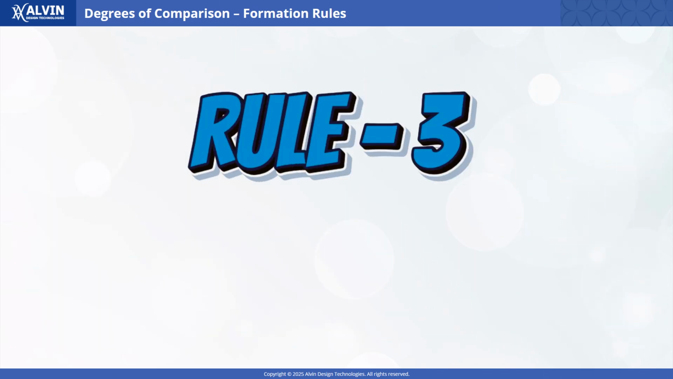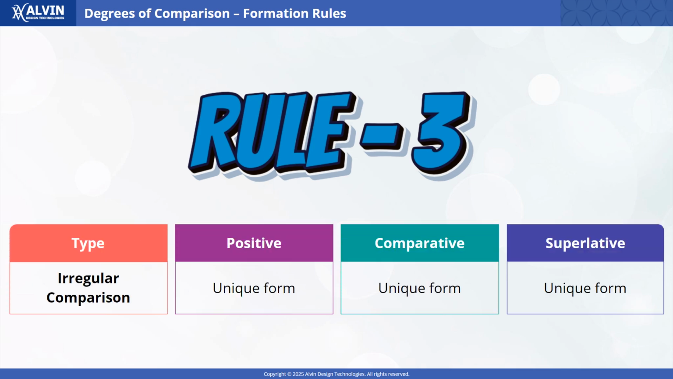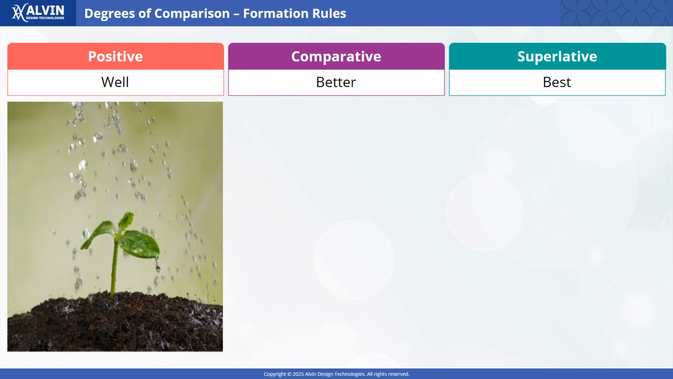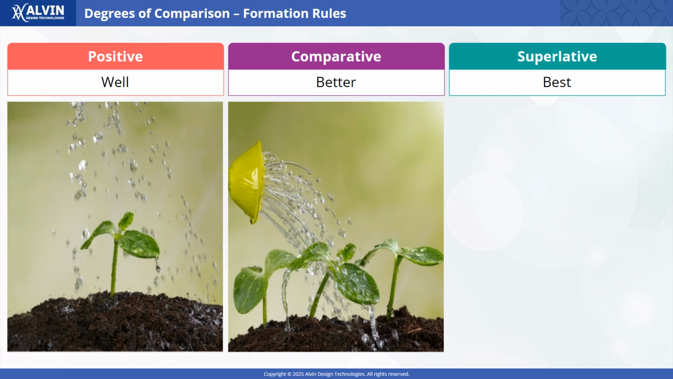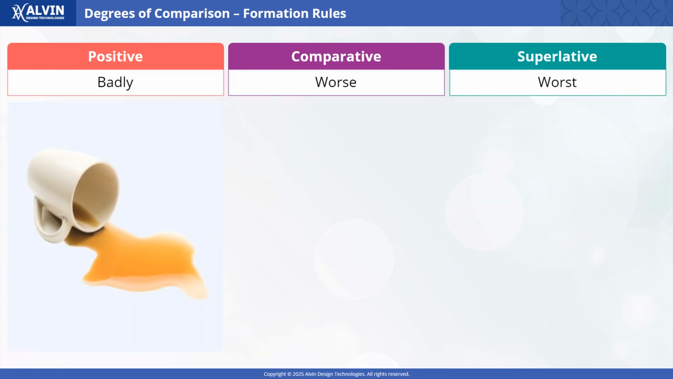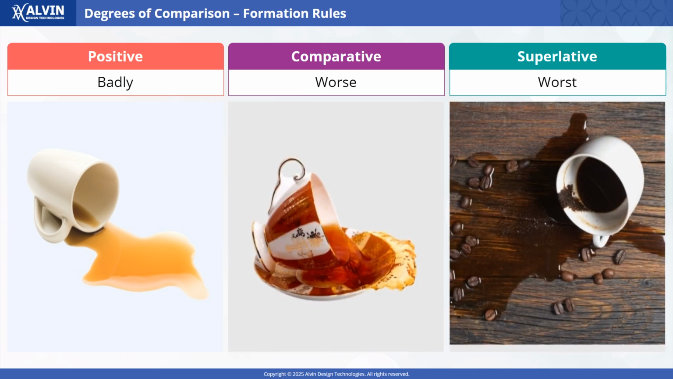Rule number 3. Some adverbs are compared irregularly, that is, their comparative and superlative are not formed from the positive. Let's see few examples. Well, better, best. Badly, worse, worst.